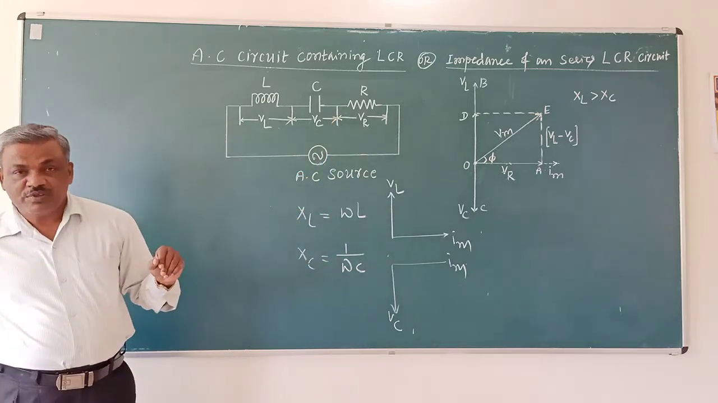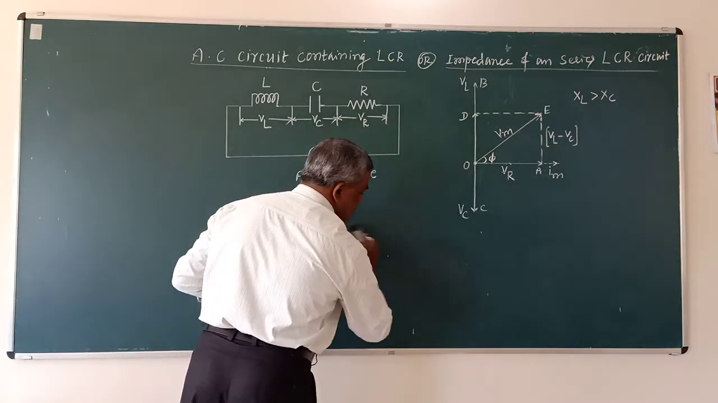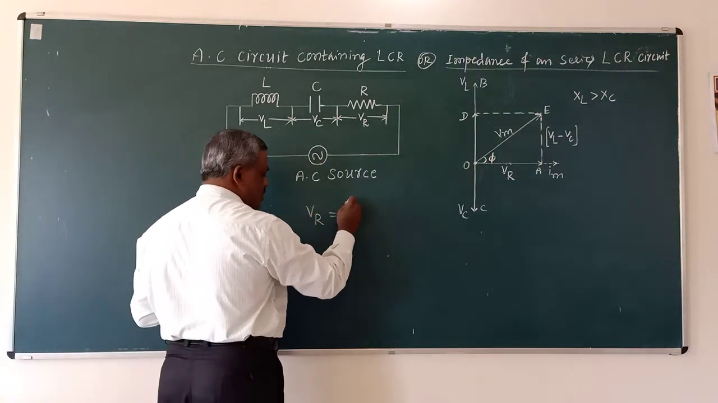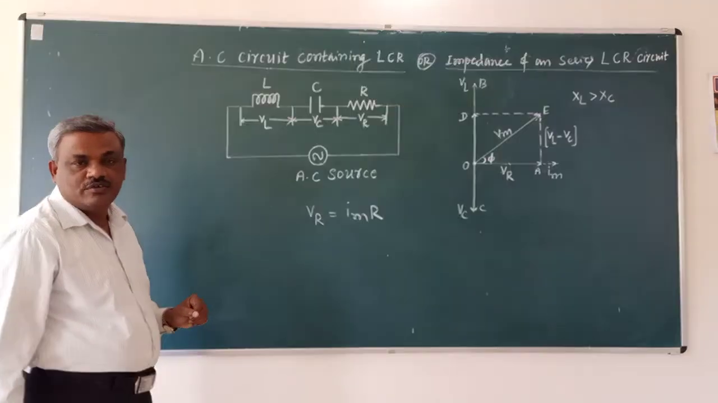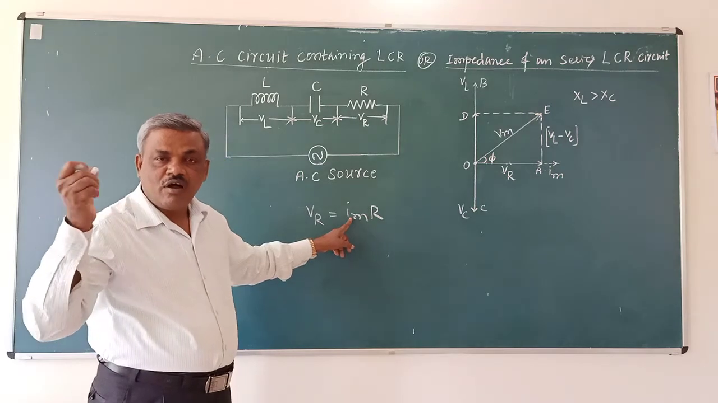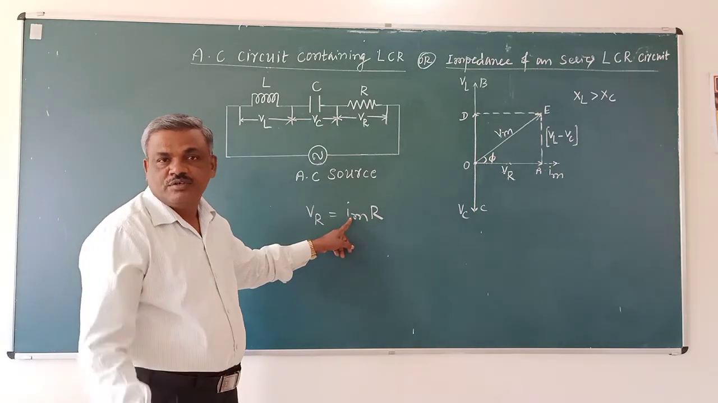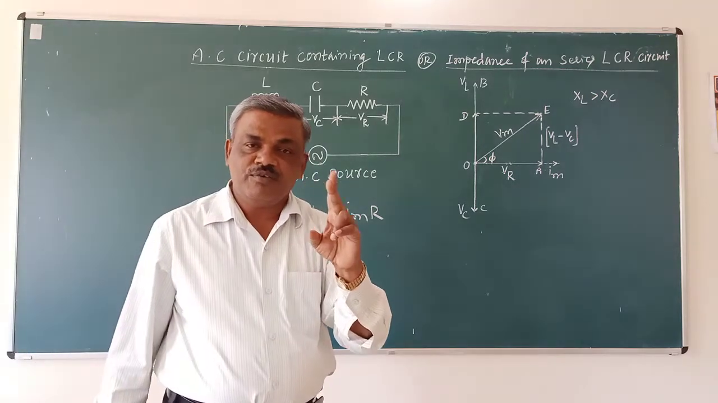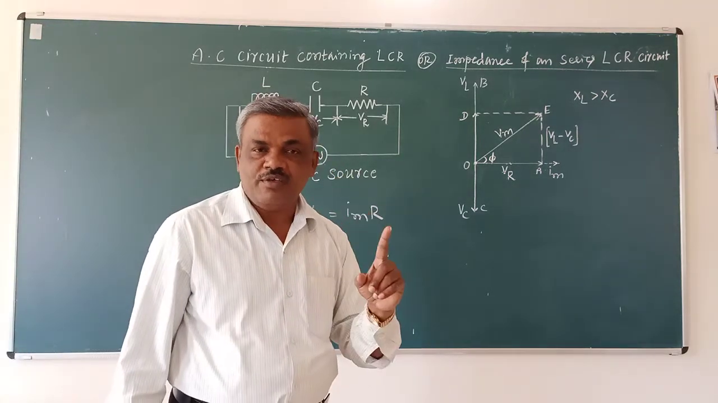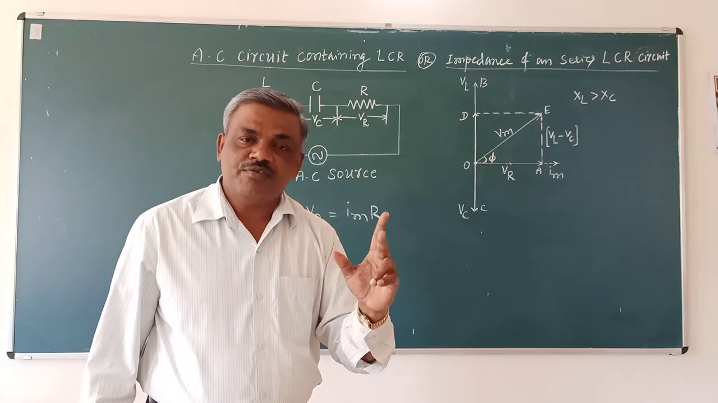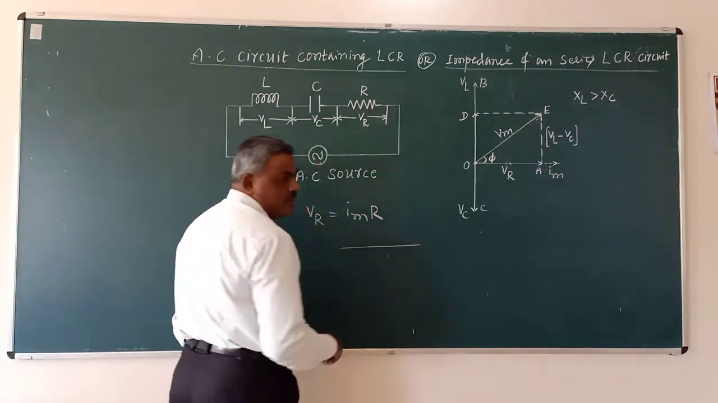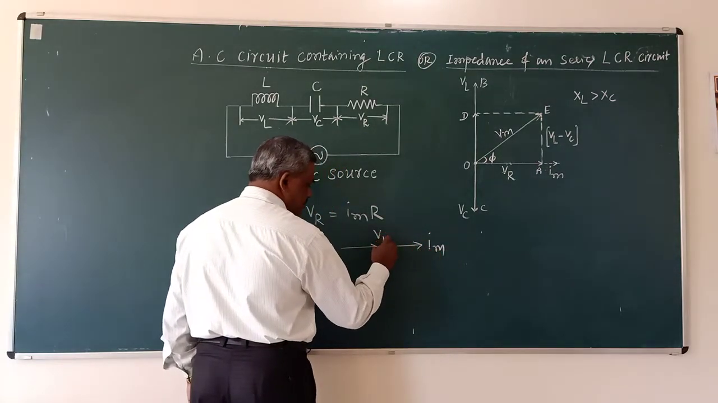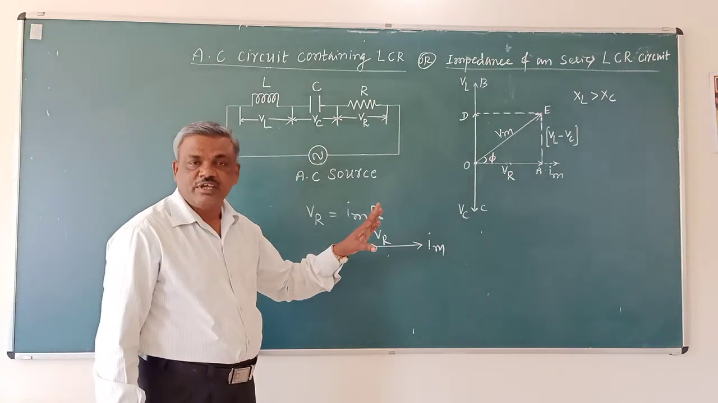Now the potential difference across the resistor, VR equal to Im into R. Im is the peak value of alternating current in the LCR circuit, and R is the resistance of the resistor. The phase difference between voltage and current in a pure resistor is 0 degrees, because both voltage and current have the same phase at the same time. This is the phasor diagram of voltage and current in a pure resistor, Im and VR.